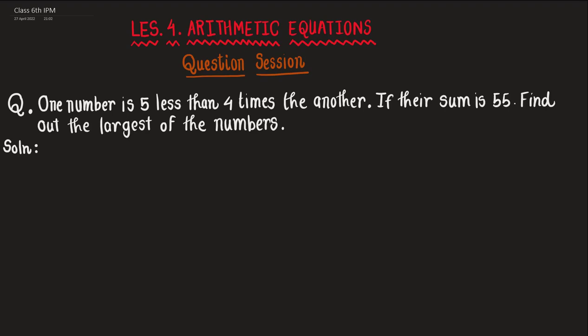So our first question in this question session is: one number is 5 less than 4 times the other. If the sum is 55, find out the largest of the numbers. Here they have clearly given us an equation. One number is 5 less than 4 times the other and the sum is 55. So our first step is to find both the numbers.